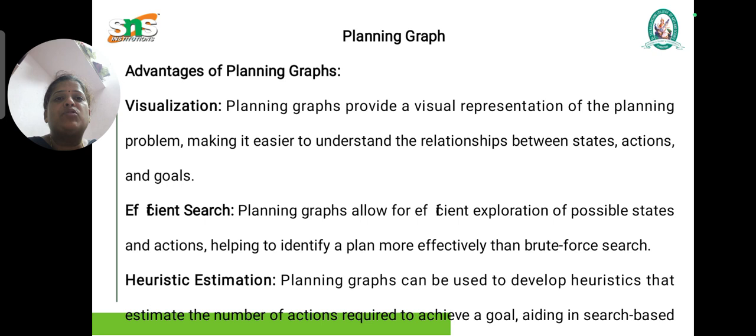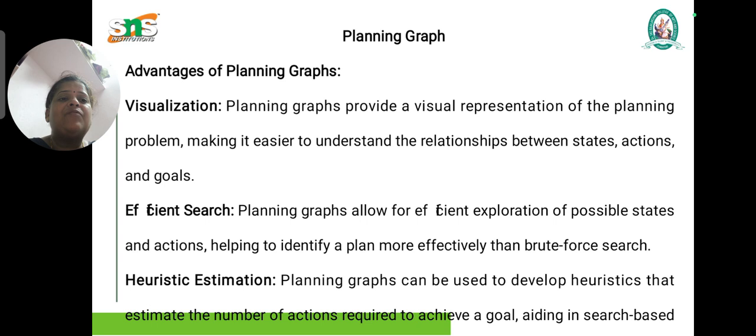Advantages of the planning graphs are visualization, efficient search, and heuristic estimation. Visualization: the planning graph provides a visual representation of the planning problem, making it easier to understand the relationship between states, actions, and goals. A second advantage, efficient search. Planning graphs allow for efficient exploration of possible states and actions, helping to identify a plan more efficiently than brute force search.